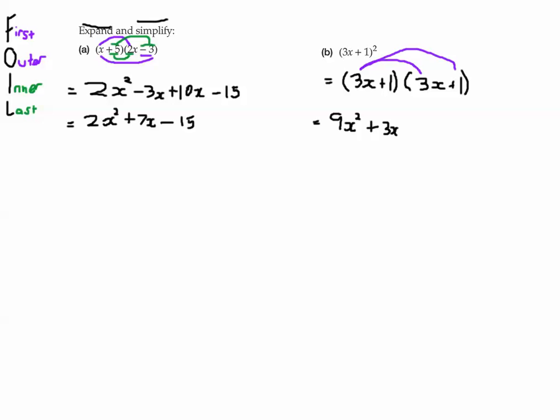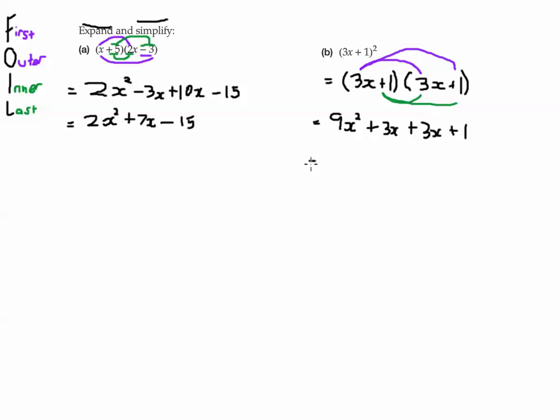And then we go to our inner numbers. So the inside numbers are 1 times 3x, which is also equal to 3x. And then our final numbers are the last numbers in each bracket, which is 1 times 1, which is just 1.